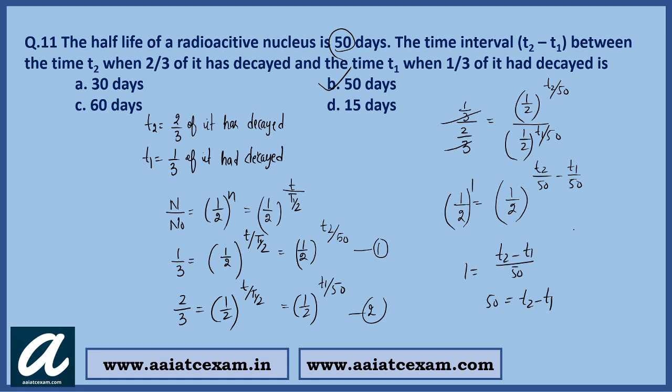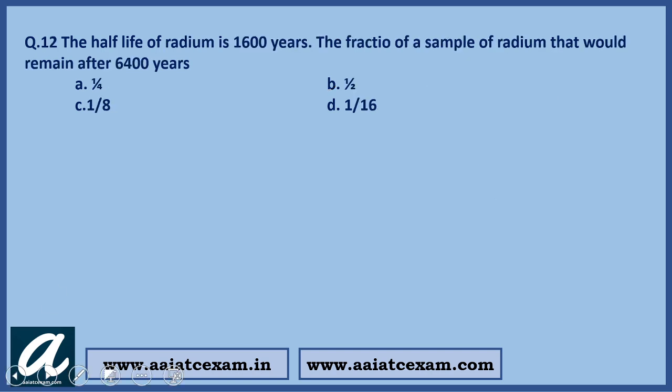I hope you got this question also. Students, let us try to solve question number 12. The 12th question is that the half-life of radium is 1600 years. The fraction of sample of radium that would remain after 6400 years is, students, what is n here? It is 6400 by 1600. Very simple. So can I say n is equal to 4?